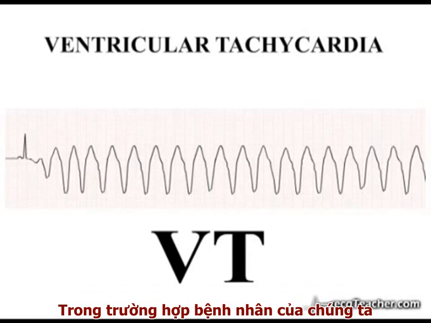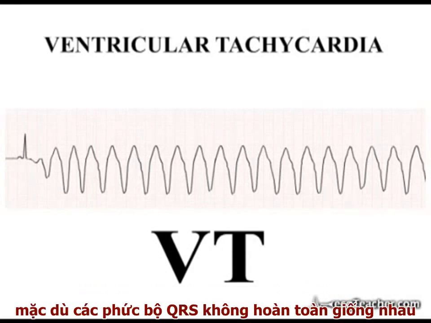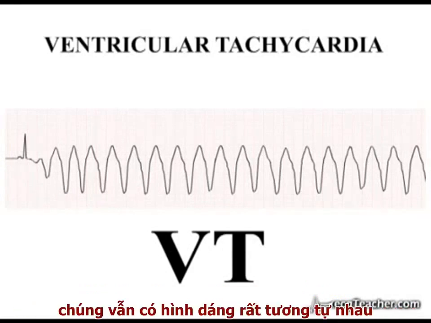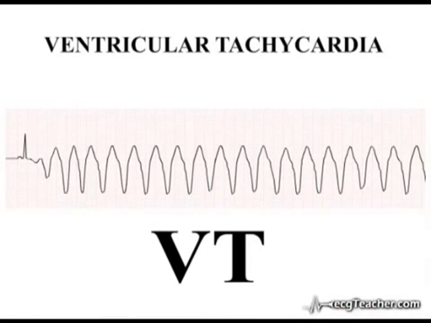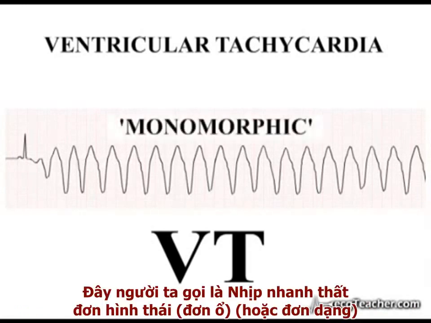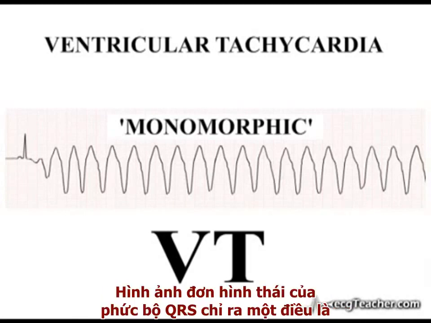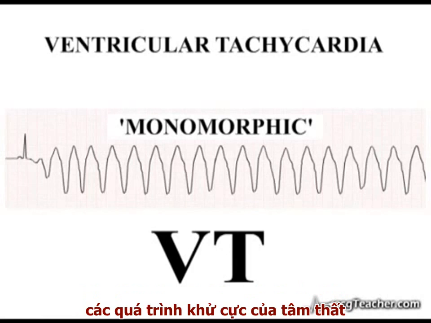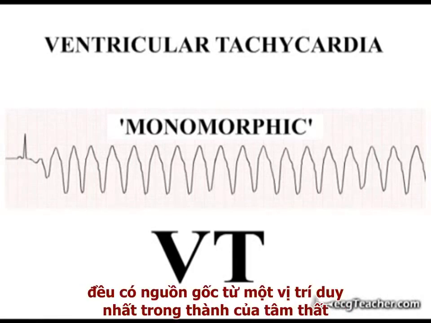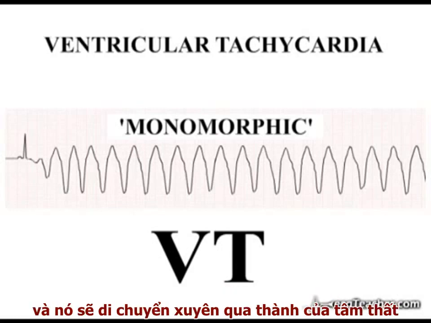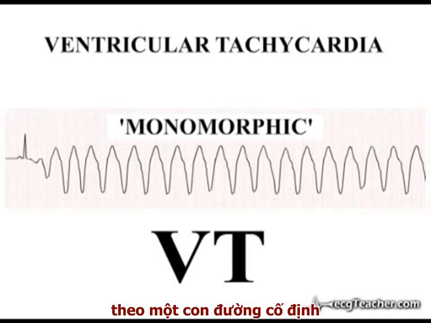In our patient's case, although not completely identical, the QRS complexes are very similar in morphology. This is a monomorphic ventricular tachycardia. The monomorphic morphology of the QRS complexes indicates that each episode of ventricular depolarization is originating from one single site within the chambers and is moving through the ventricular myocardium in a constant pattern.